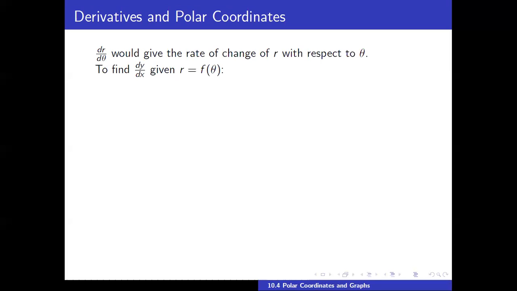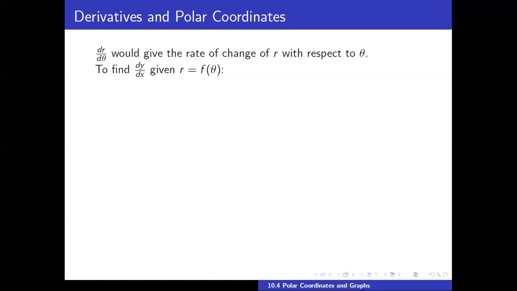We want to find dy dx where y is given by r sine of theta and x is equal to r cosine of theta. We don't necessarily care about how r is changing with respect to theta. That would be more like what we had in the r theta plane over there. We want to think about what's happening over in the xy plane when we convert to polar coordinates. So that's going to be our primary goal: to find dy dx given that r is equal to some function of theta.